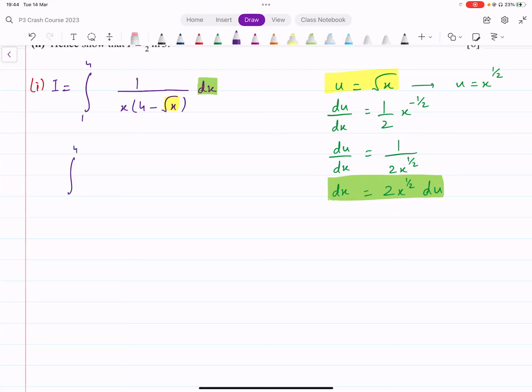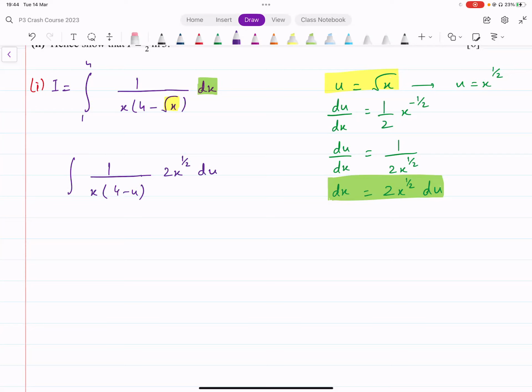So right now, we have limits from 1 to 4. Now, actually, there's a problem here. Let's skip the limits for now. Don't write the limits yet. I'll explain why in a moment. In the denominator, we have x into the square root of x, which could be replaced with u. So it becomes 4 minus u. And then instead of dx, you write 2x power 1 over 2 into du.